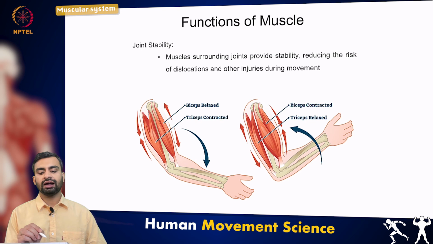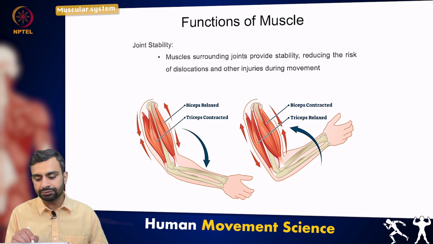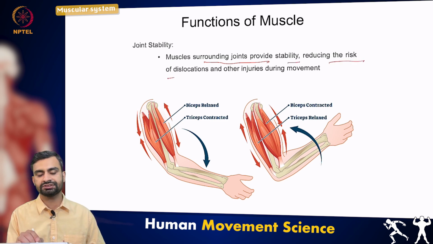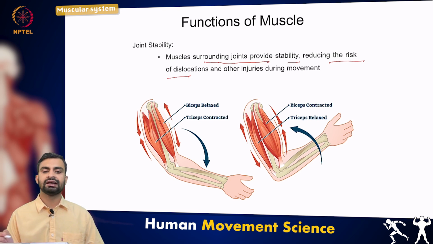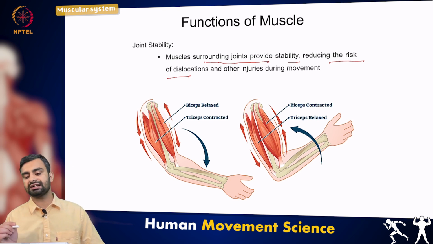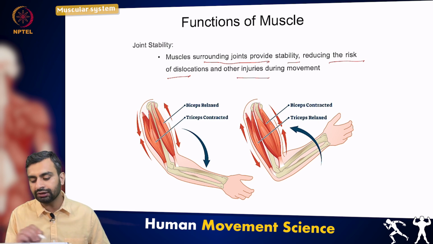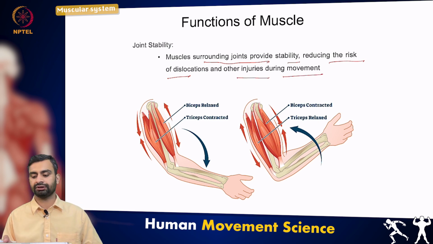Muscles also help in joint stability. For example, different muscle groups surrounding the joints act together to provide stability that will result in reduction of injury or dislocations and other injuries due to imbalance of the muscles about a joint during a movement.